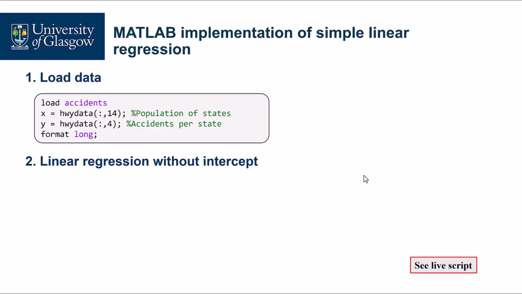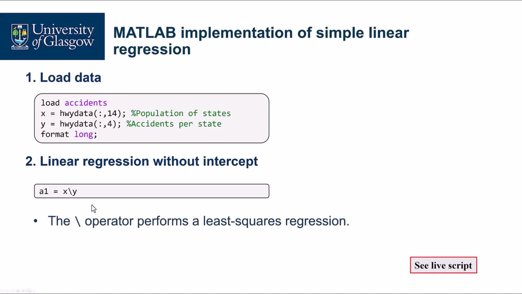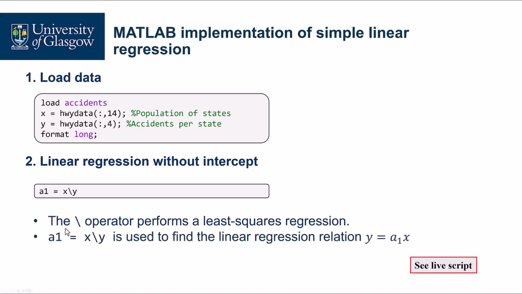So the MATLAB implementation, we can see is like this. A1 equals X backslash Y. So remember, this is not divide, this is the opposite direction, the backward slash. This operator is a MATLAB command to perform a least square regression, right? So using this, we can get the coefficient A1, and we get the relation Y equals A1 multiply X. For more details, you can see the live script.